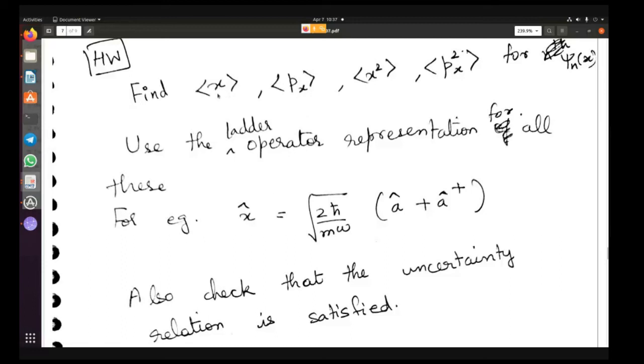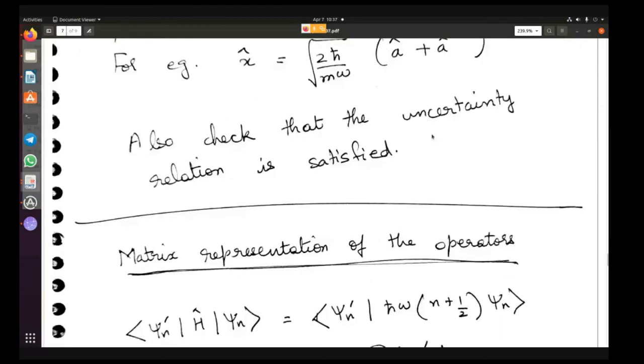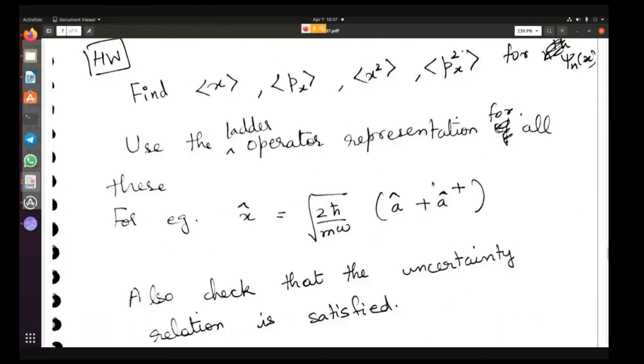You know what the formula for expectation value is now, right? For the expectation value of x, you take the scalar product of psi n, x, psi n, and instead of x, you put this particular formula, and find out the value. Similarly, you do it for all the others. It's pretty easy. That's why when you use ladder operators, every computation becomes very easy. You will see how easy the computation becomes when you do this problem.